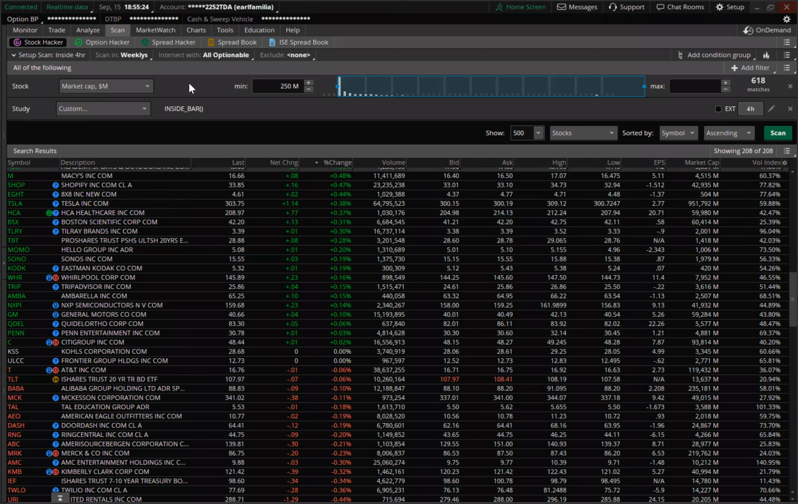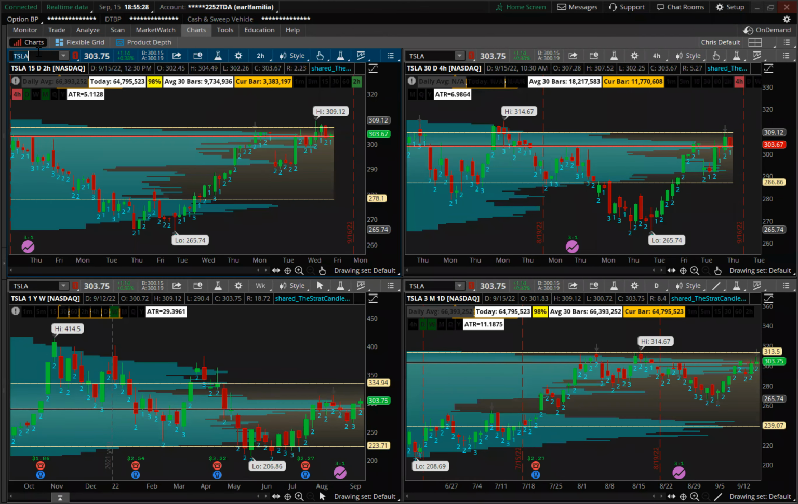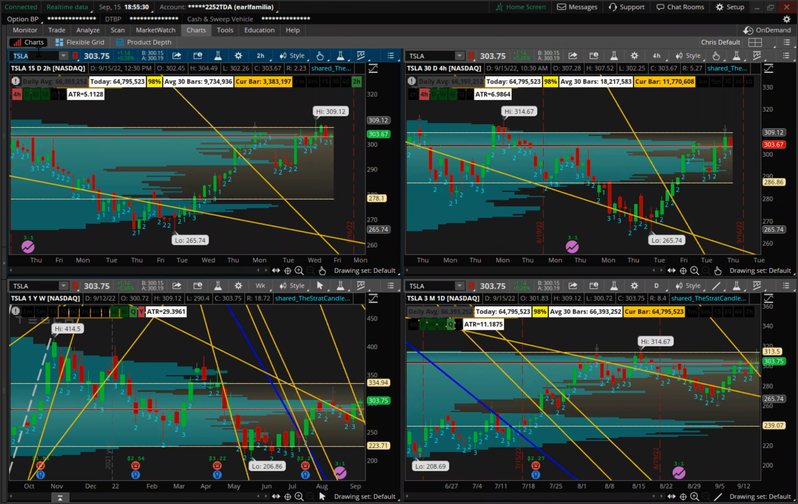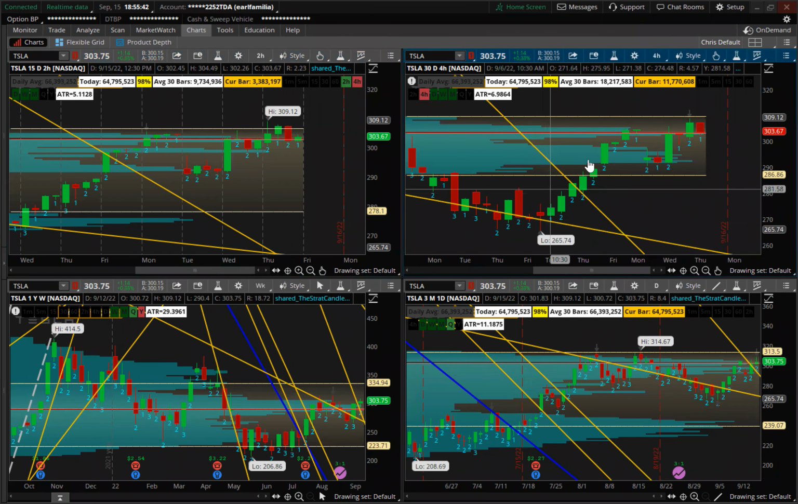Let's take a look at what's on the scanner. It didn't give me too many tickers this week. So let's take a look at Tesla real quick. Looking at Tesla, it's trying to trend back up, and a lot of that move was made through here. So we're looking at a 212 on Tesla above 307.52.